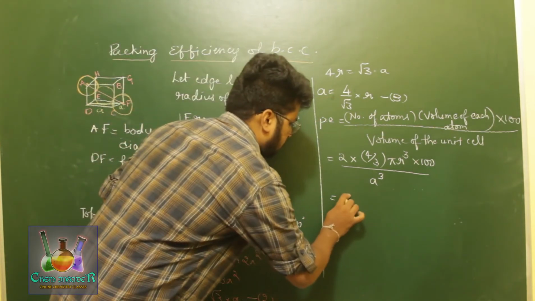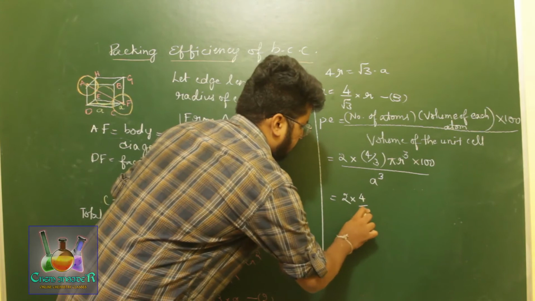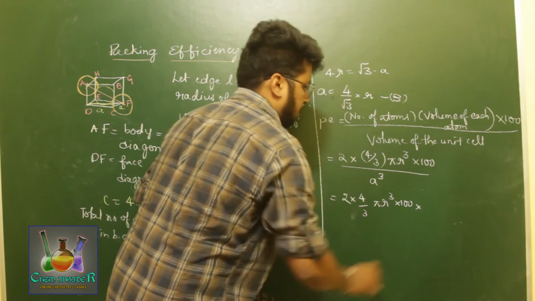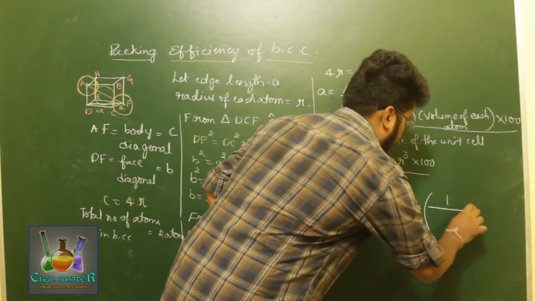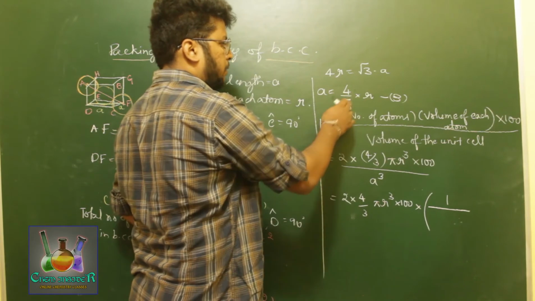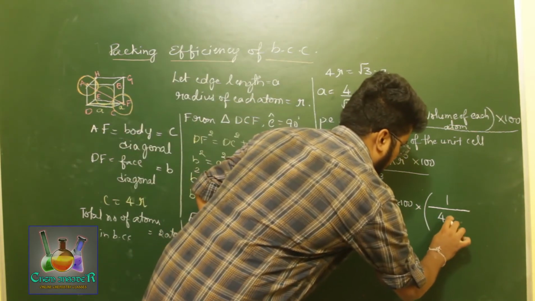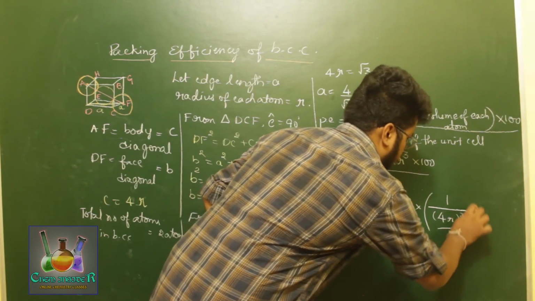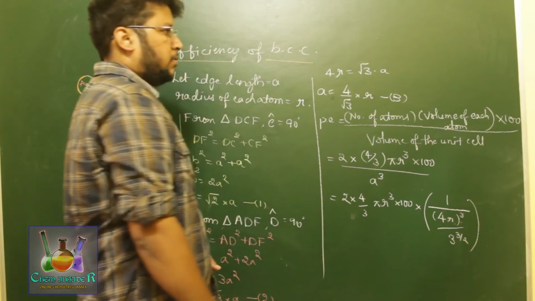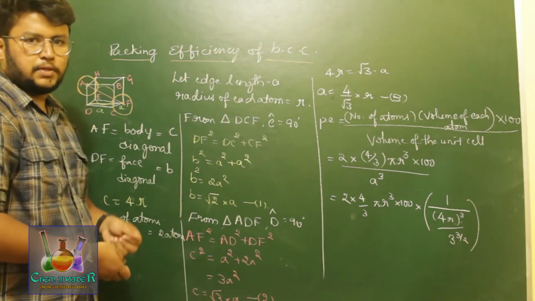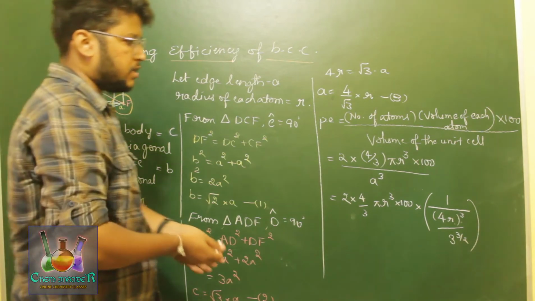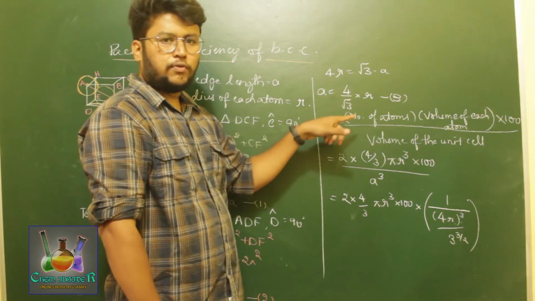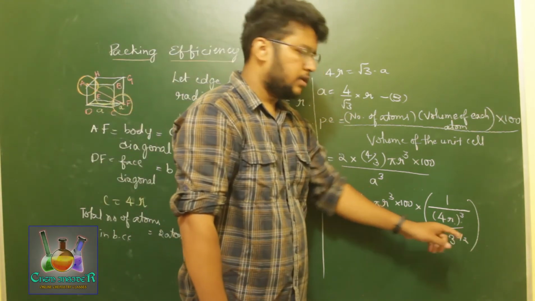We get 2 into 4 by 3 pi r cube into 100 multiplied by 1 divided by A cube, which is 4R by root 3 the whole cube, that will be 4R the whole cube divided by 3 to the power 3 by 2. So this we have discussed, 3 to the power 3 by 2, in the previous FCC lattice also. Root 3 is nothing but 3 to the power 1 by 2. Cubing 3 to the power 1 by 2 will be 3 to the power 3 by 2.